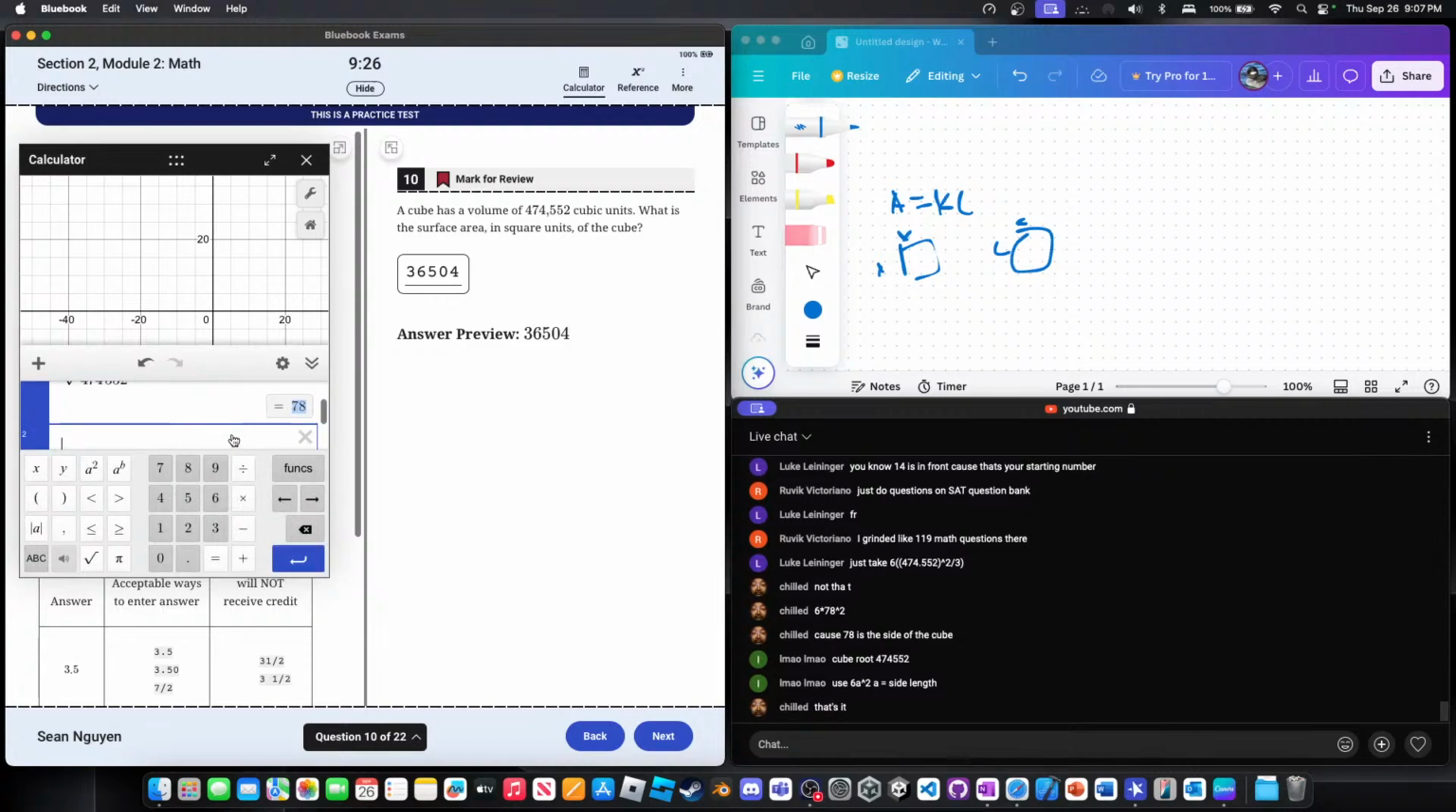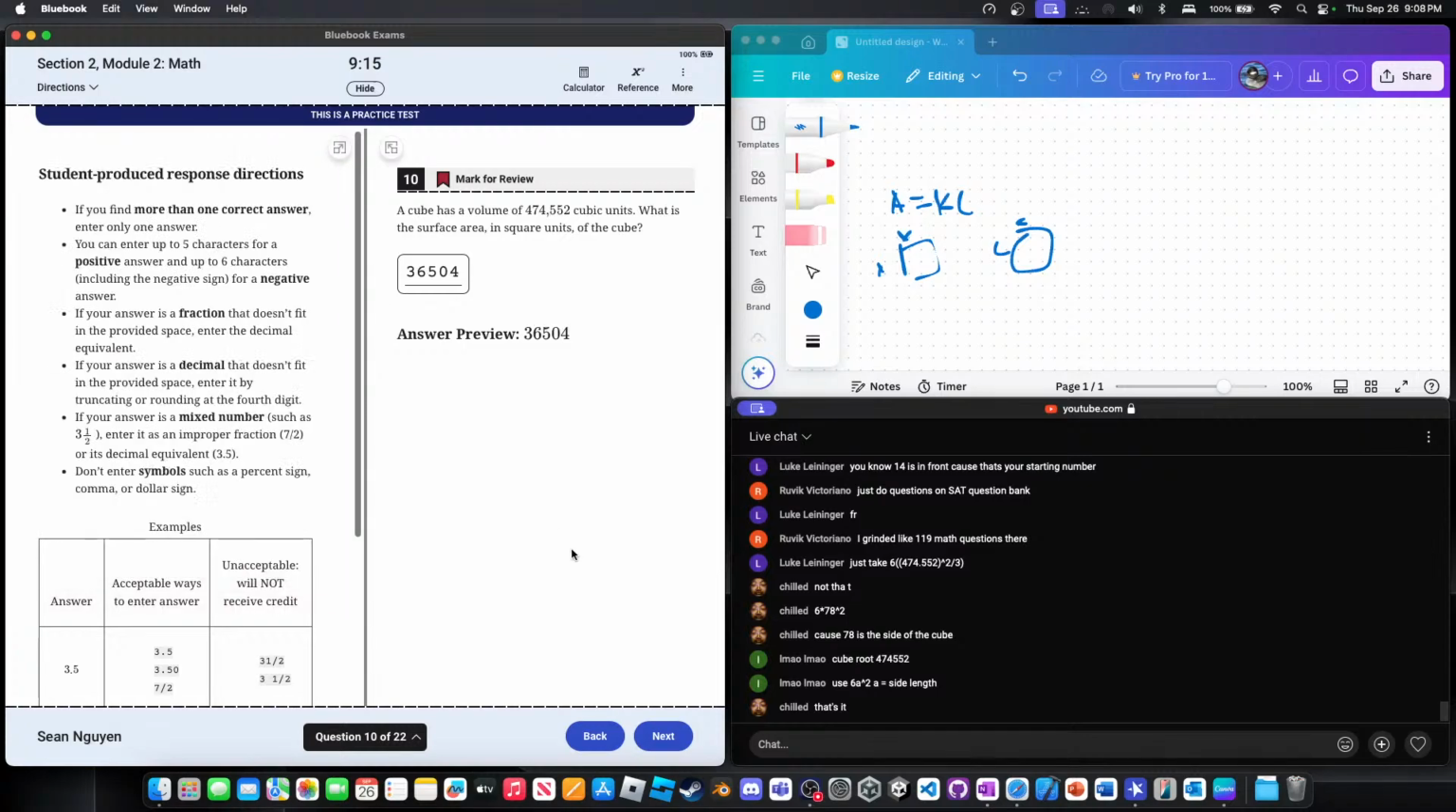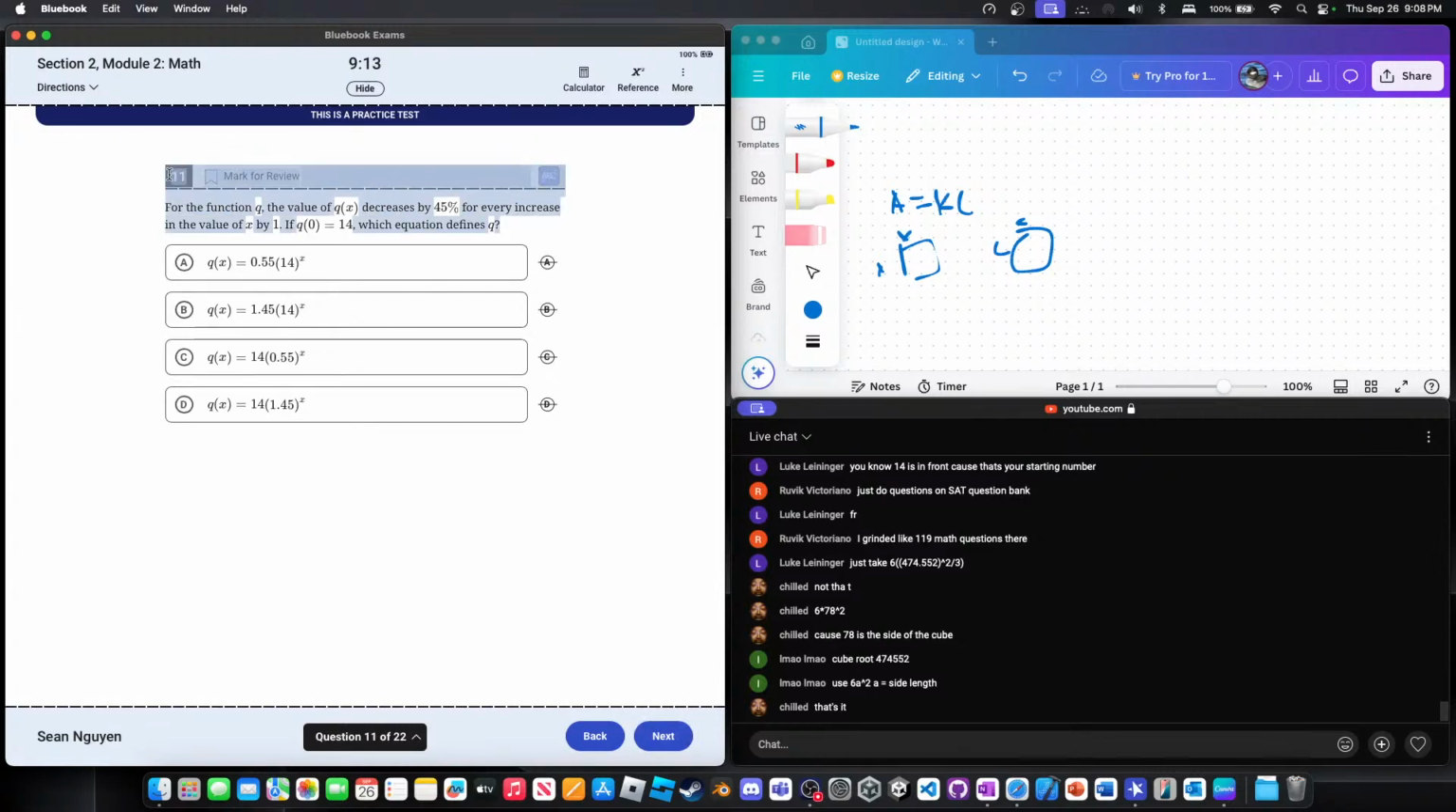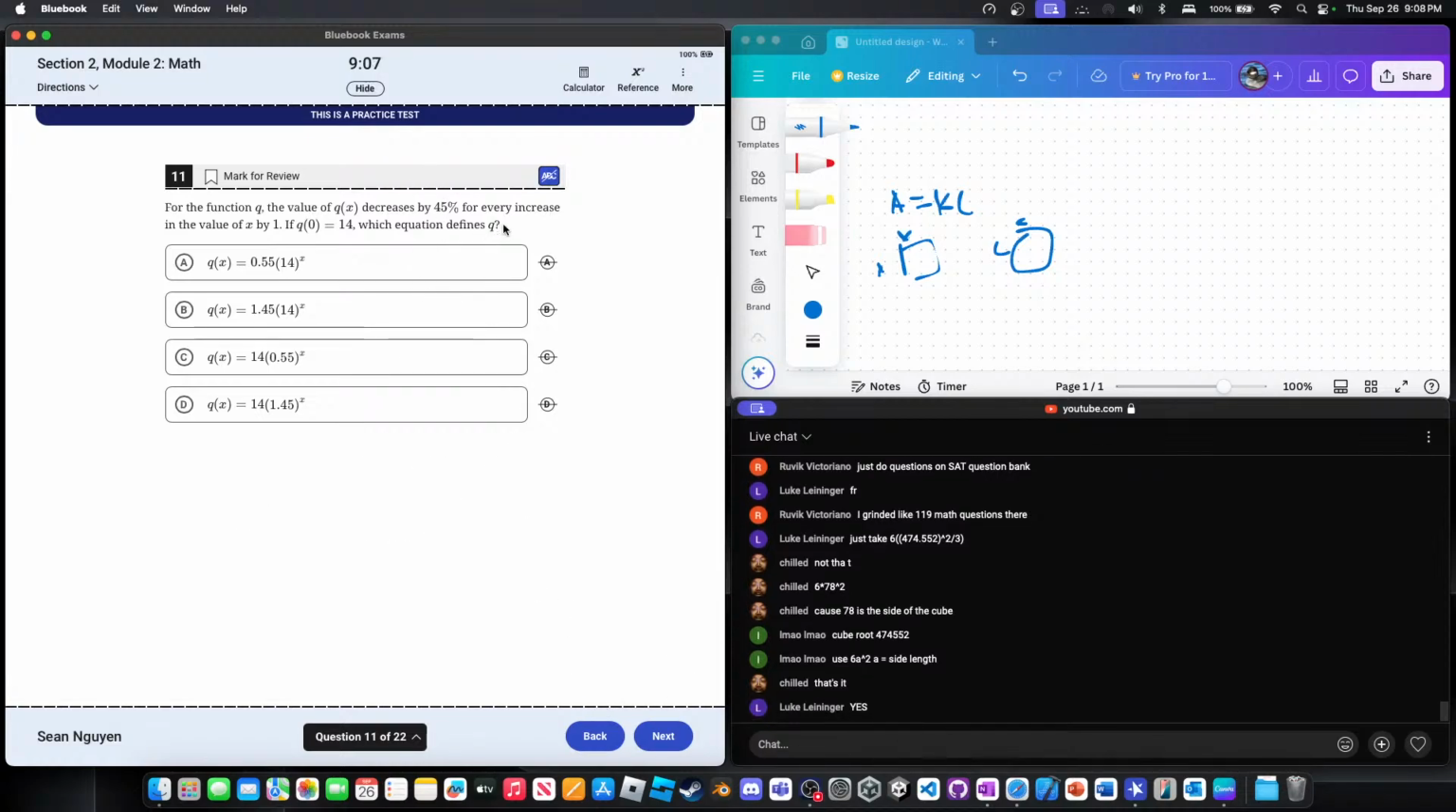There's just the length and the width, right? So 78 squared times 6. Yeah, how in the world did I get that big of a number? I swear that's what I was doing. Yes. Sorry. So many geometry questions. Okay.